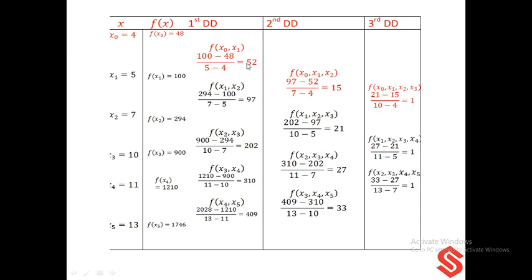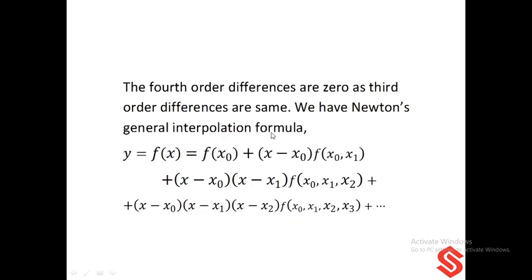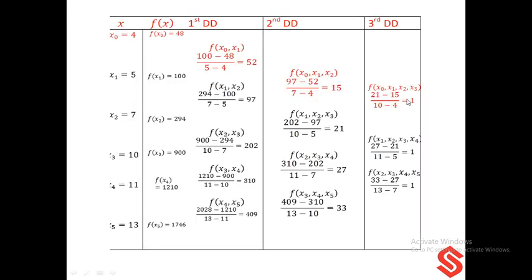x naught comma x1 is equal to 52, f of x1 comma x2 is equal to 97, f of x2 comma x3 is equal to 202, f of x3 comma x4 is equal to 310 and f of x4 comma x5 is equal to 409. Similarly, second and higher order divided differences. So then again here see the third divided differences, they are same: 1, 1, 1. Then the fourth divided difference will be 0.